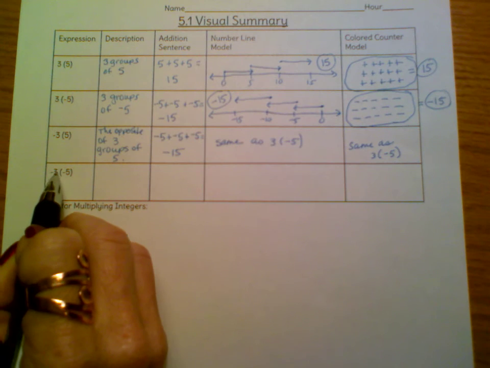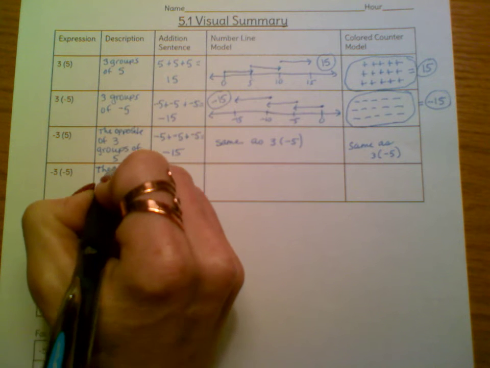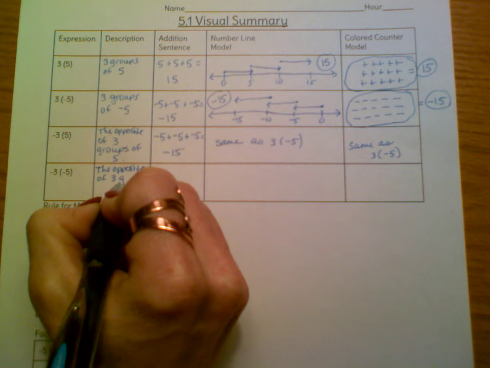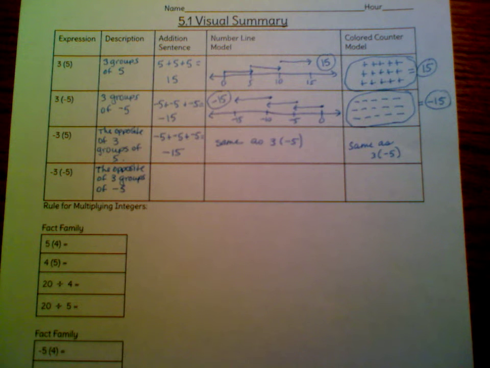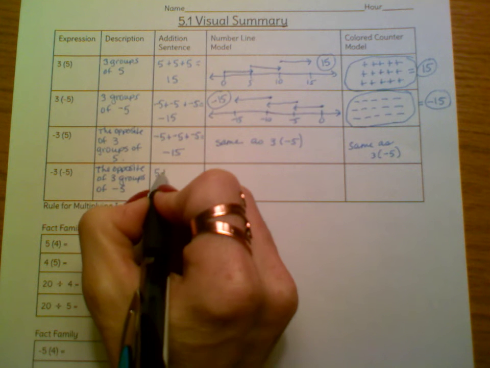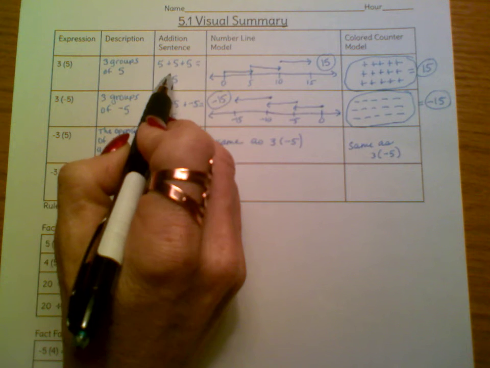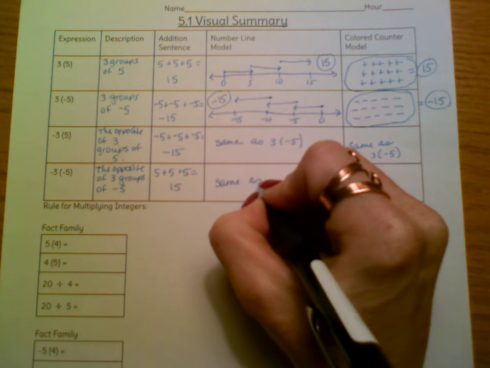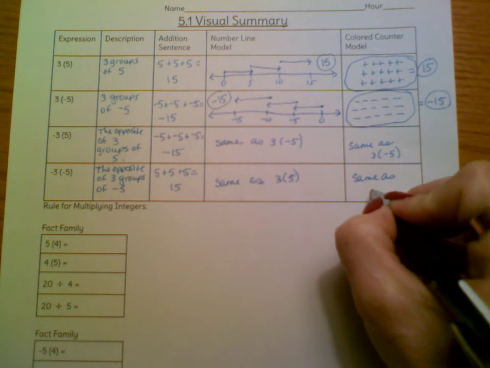Here again, this means the opposite of 3 groups of negative 5. So I'm going to write that in words first. The opposite of 3 groups of negative 5. Well, if I don't have 3 groups of negative 5, if I have the opposite, I have 3 groups of 5, which I see is just like this first one. So this model would be the exact same as 3 times 5.